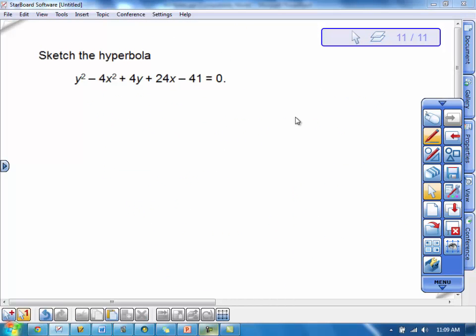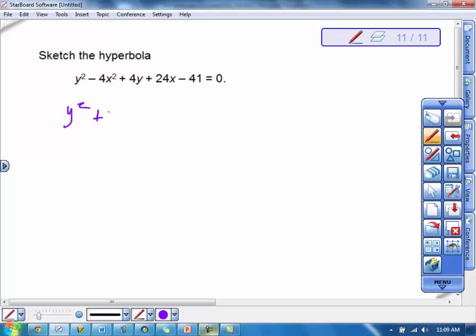All right, let's do one more real quick. This is a hyperbola, so we'll put it in standard form. Let's group the y's together. Y squared plus 4y plus something else, and then I'll group the x's, so negative 4x squared plus 24x, and then I'll move the number over to the other side, equals 41. Now, I want to add something else here as well to complete the square. Before I do though, I'm going to factor out a negative 4.